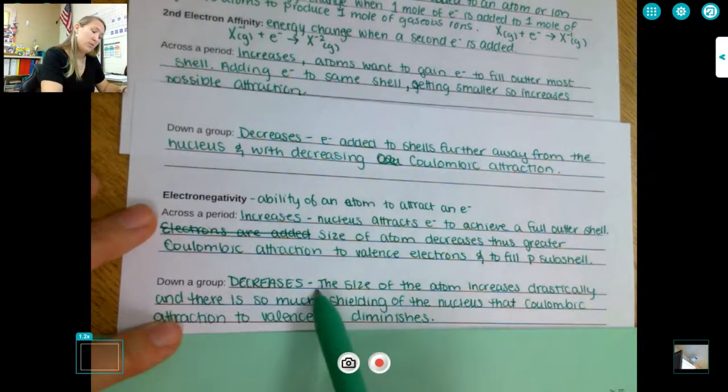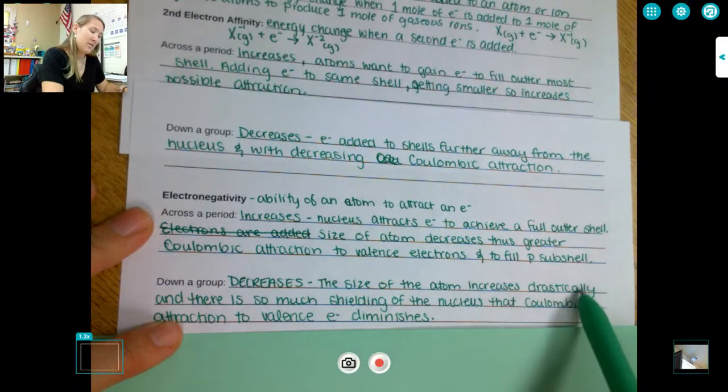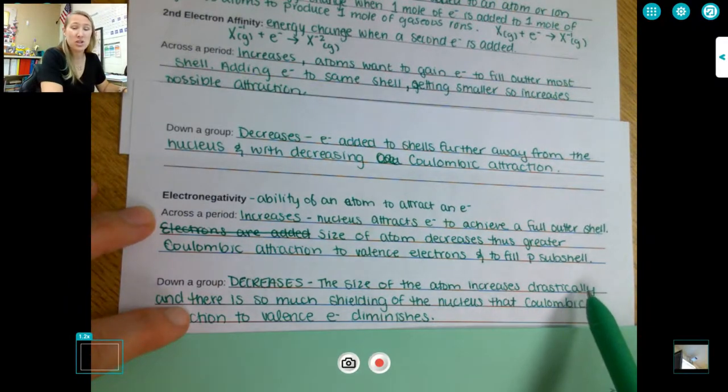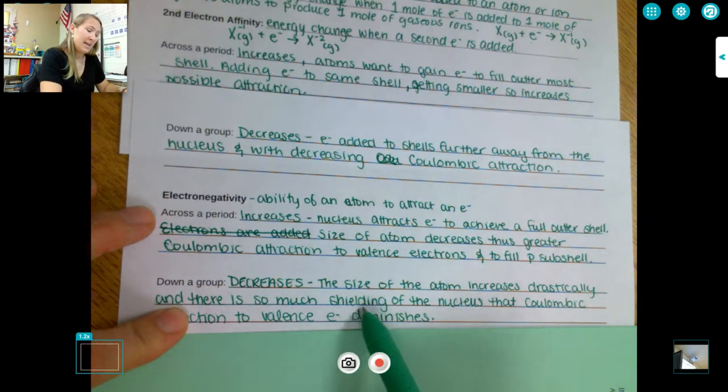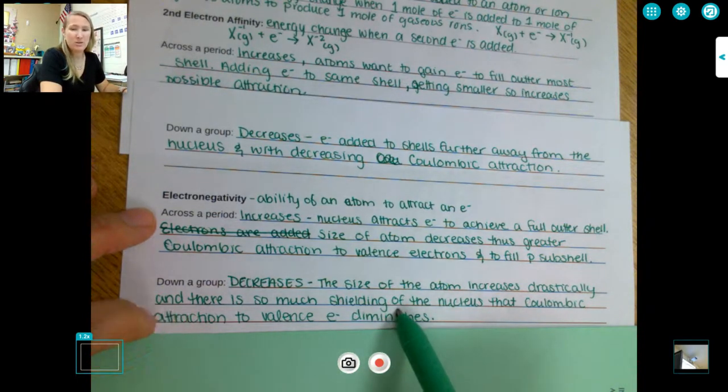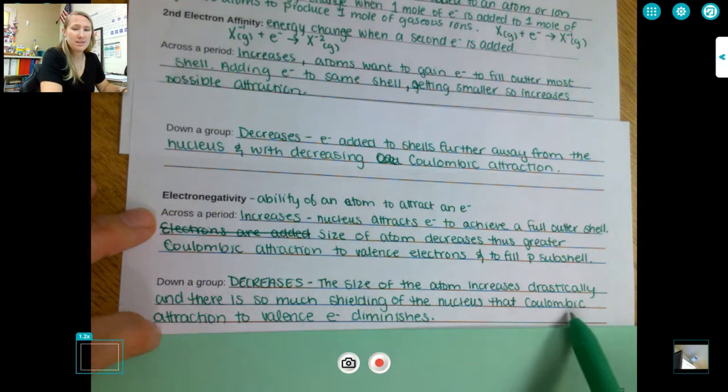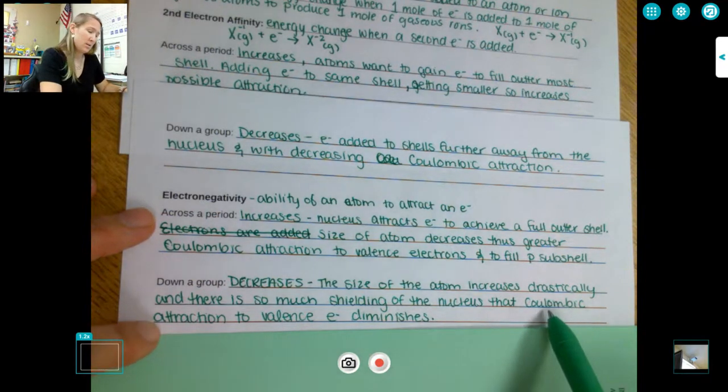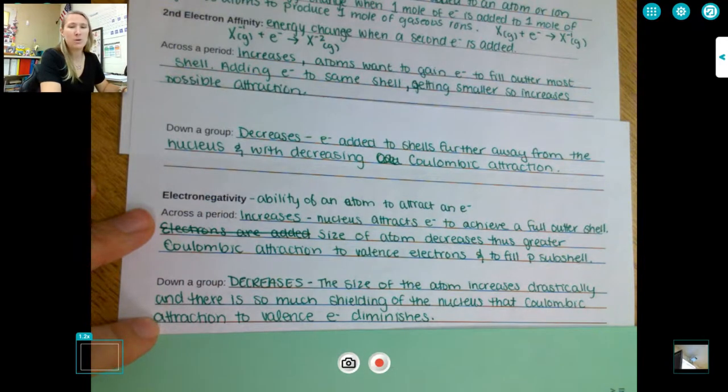If I'm going down a group, my size of the atom increases drastically because I'm adding shells to my atom. And those shells, every time I add them, I increase the amount of shielding of the nucleus. Therefore, there's less Coulombic attraction. It essentially diminishes when I start to add too many shells. And my atom no longer wants to gain any more electrons.